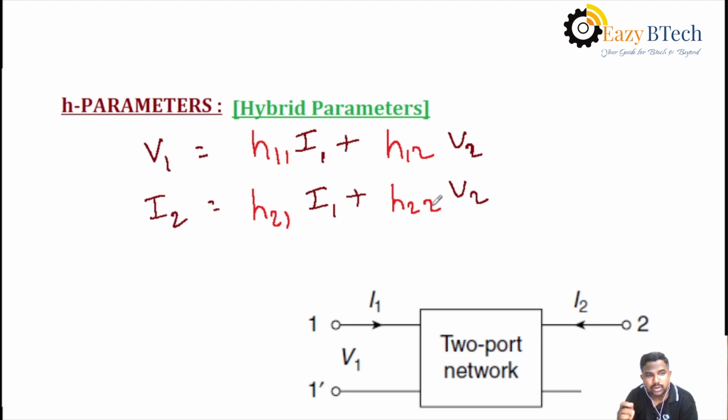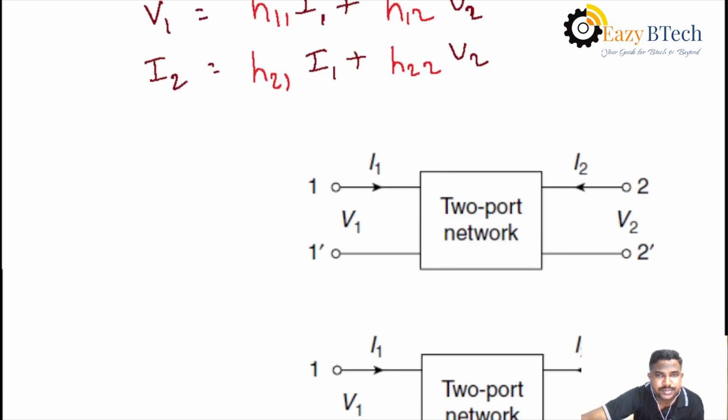Similarly, H12 equals V1 by V2 when I1 is 0. When the current I1 of the first port is 0, the first port will be open circuited. In both cases, you have to find out the H parameters. The first case is the second port short circuited. There is no V2 voltage here; the second port is short circuited to bring the V2 value to 0. Similarly, in the second case, the first port current I1 will be 0; it will be open circuited.